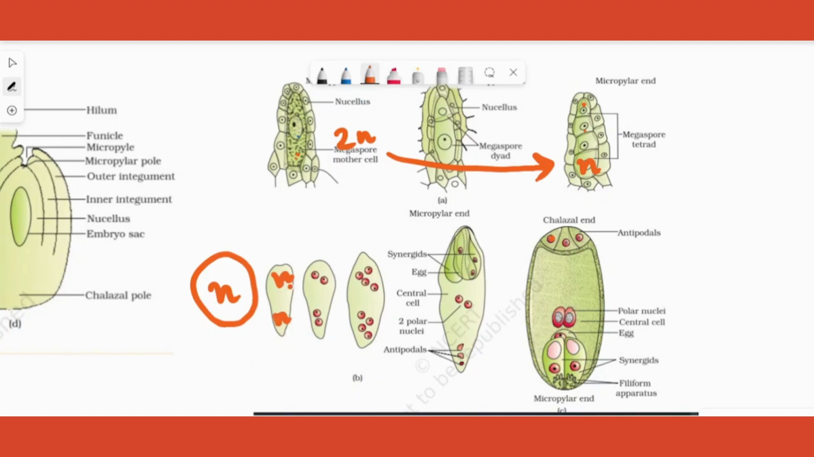This nucleus again splits into two. So how many mitotic divisions will it undergo? Three mitotic divisions it will undergo, and you get 8 nuclei now. All right, it is an 8-nucleated structure right now. Again, it's only one cell. Inside one cell, you have 8 nuclei present.